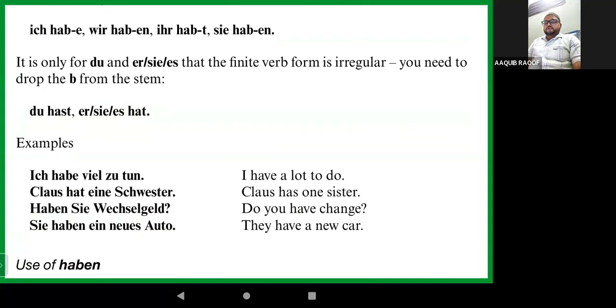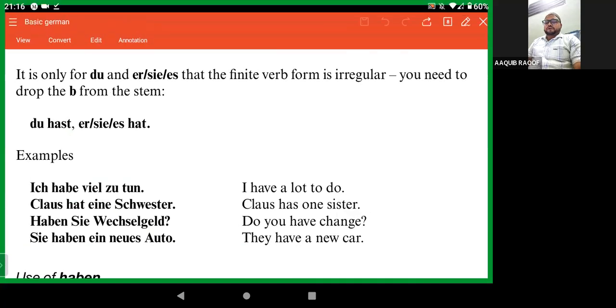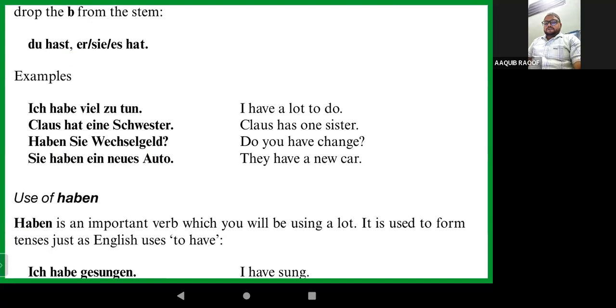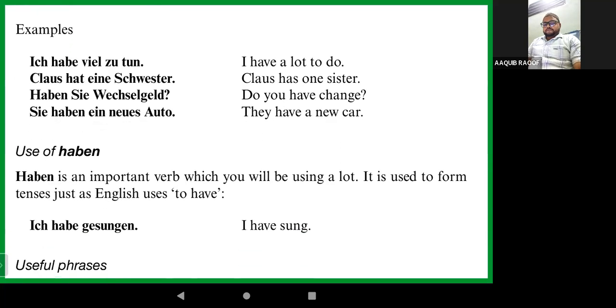It is only for du and er, sie, es that the finite verb form is irregular. You need to drop the b from the stem. Du hast, er hat, sie hat, es hat. Let's see some examples. Ich habe viel zu tun. I have a lot to do. Klaus hat eine Schwester. Klaus has one sister.